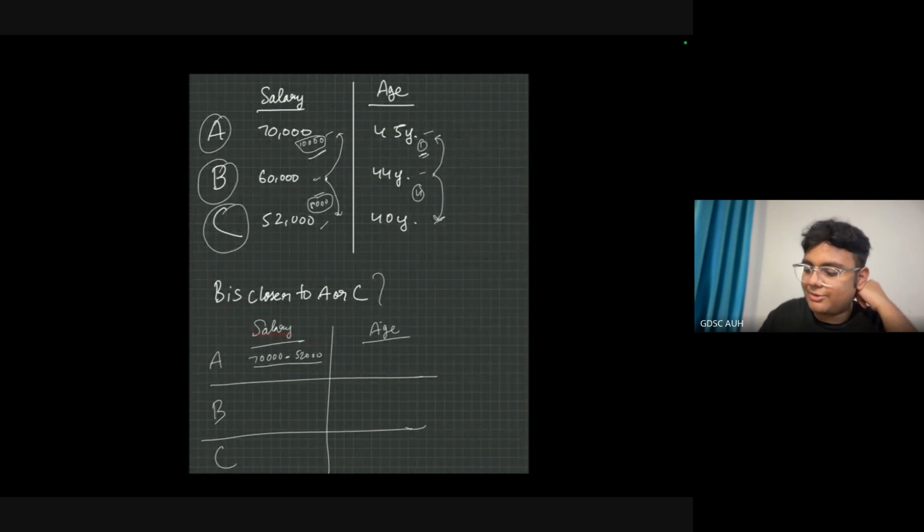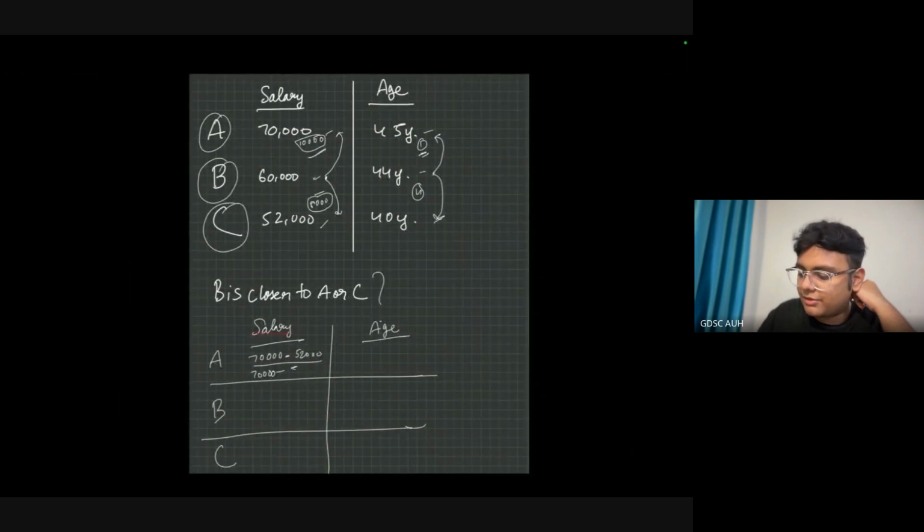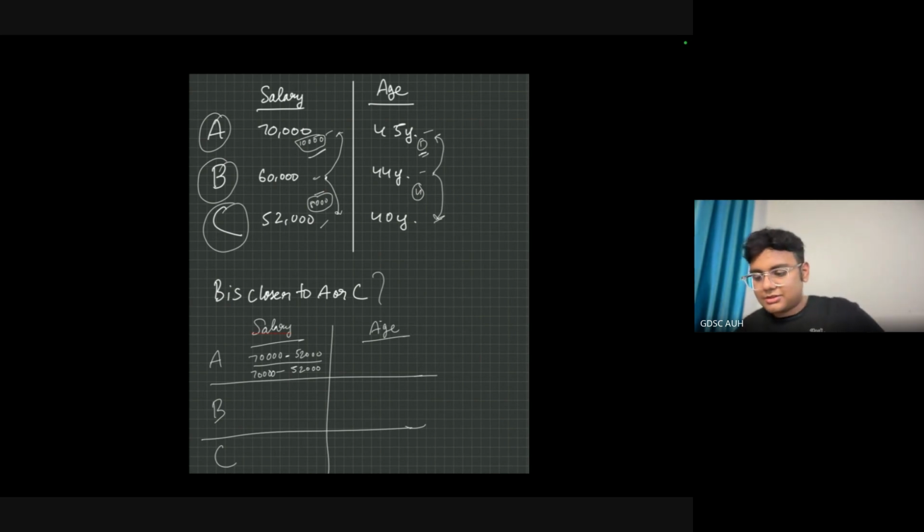What's the maximum value here? 70,000 is the maximum, minus x min. What's the minimum value? 52,000. Anyone kind enough to do this calculation for us? Anyone? You can first let us write the values and then we can do the calculation.